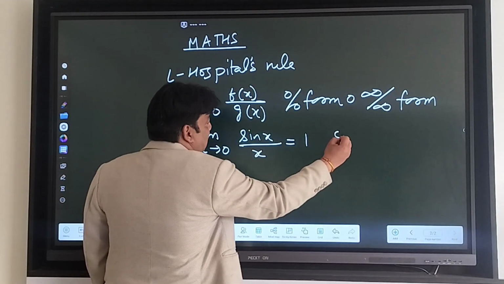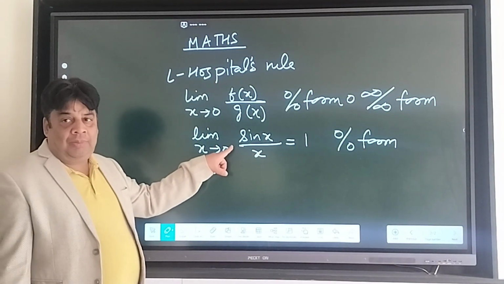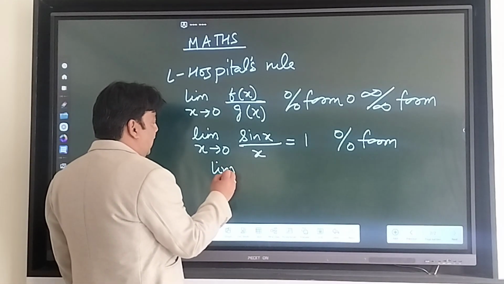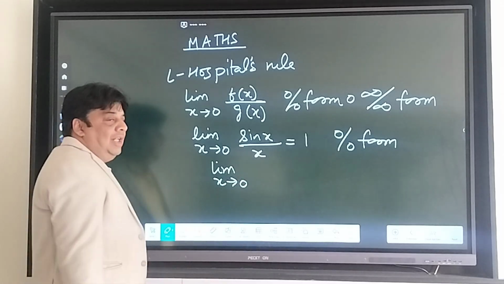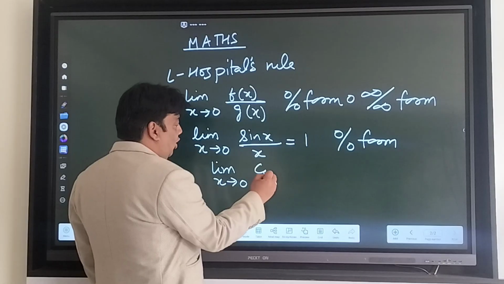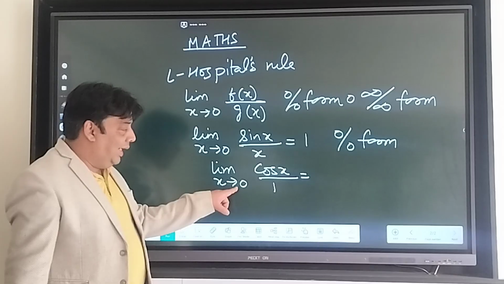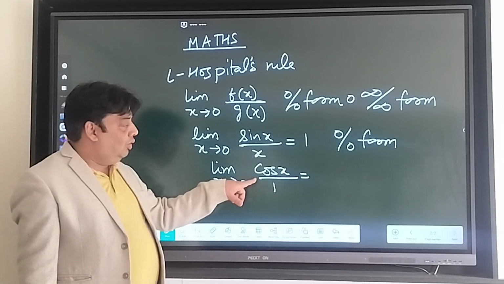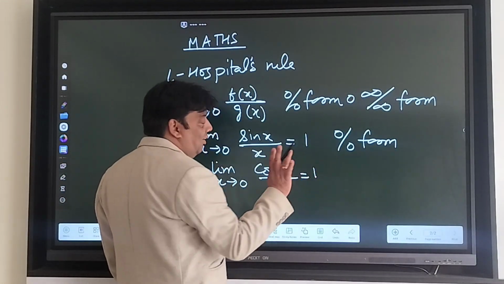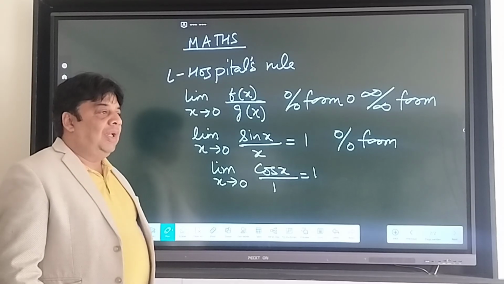You can see that this is a 0 by 0 form, right? Because x is tending to 0, sin 0 will be 0, x will be 0, so it is a 0 by 0 form. So I will apply L'Hopital's rule and differentiate numerator and denominator separately. Differentiation of sin x is cos x, differentiation of x is 1. Now cos 0 is 1. When x is tending to 0, it is not exactly 0, so it is not exactly 1, but yes, the answer would be 1 only. So we have proved that limit x tends to 0, sin x by x is 1.